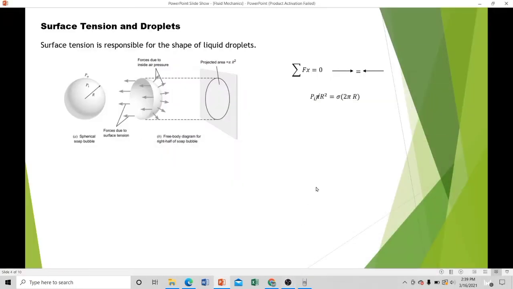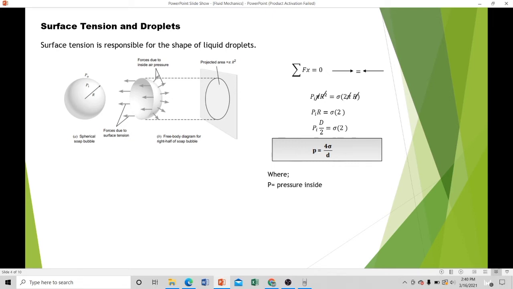So let us continue. We can cancel out the pi and one r in this equation. The equation becomes: pressure inside times r is equal to surface tension times 2. And we can say that r is diameter over 2. So pressure inside times the diameter over 2 is equal to surface tension times 2. Or the equation becomes: pressure inside is equal to 4 times surface tension over the diameter.